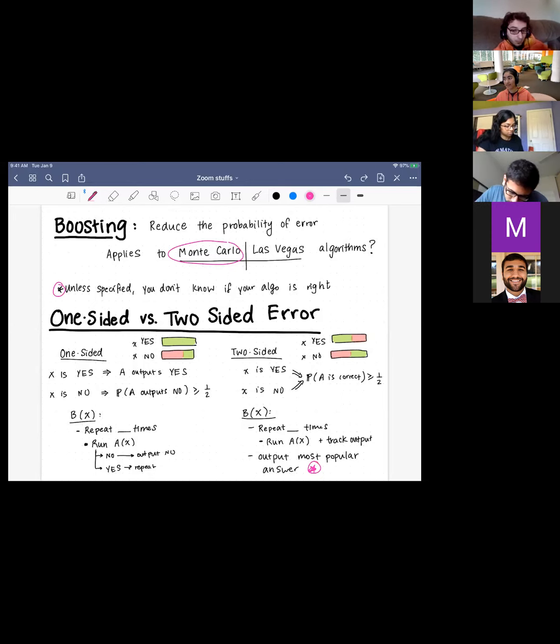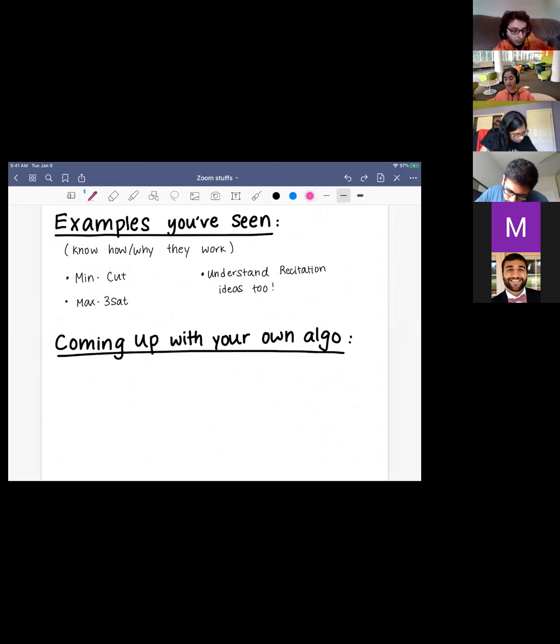Awesome. So if there's no other questions on this, then kind of like the same thing we did for approximation algorithms, I just wanted to say, go through the textbook, make sure you understand why they work, go through the recitation stuff.